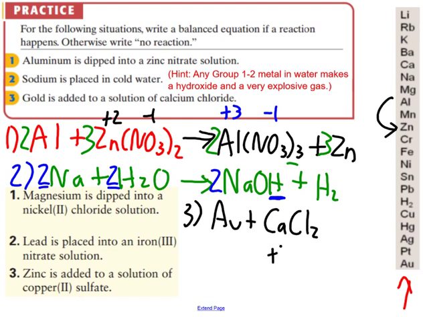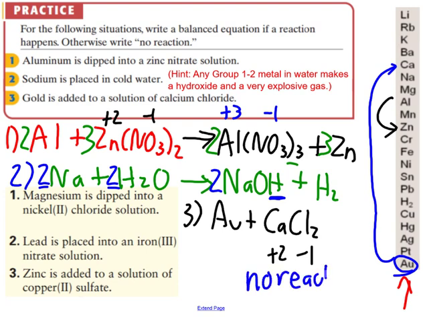Okay, again, calcium's a +2, chlorine's a -1. Can gold replace calcium? No, it can't, because gold is one of the least reactive metals out there. It's called a noble metal in some cases, keeping in tradition with the noble gases, which are completely unreactive for the most part. So, the answer to this would be no reaction. That one was easy. So anytime you see gold as a single element trying to do single displacement, you pretty much know that's going to be the answer.